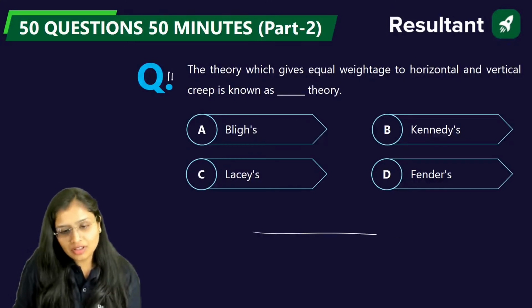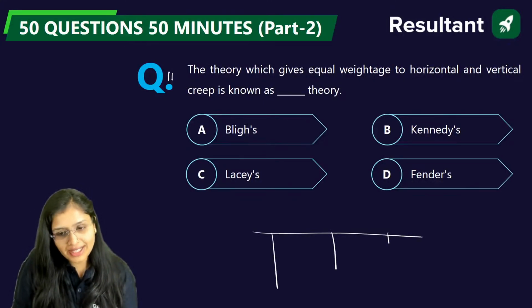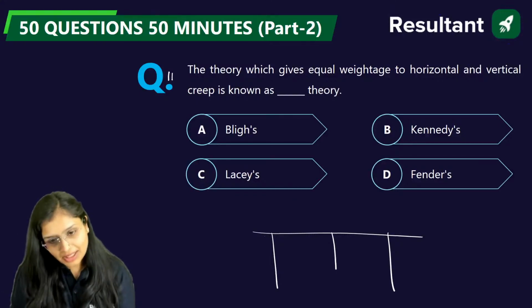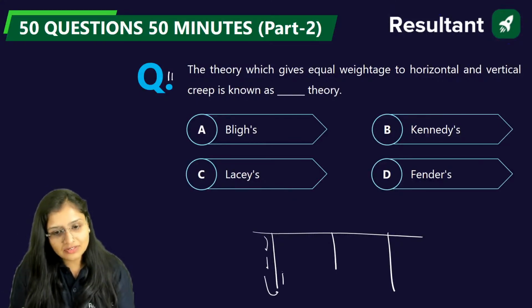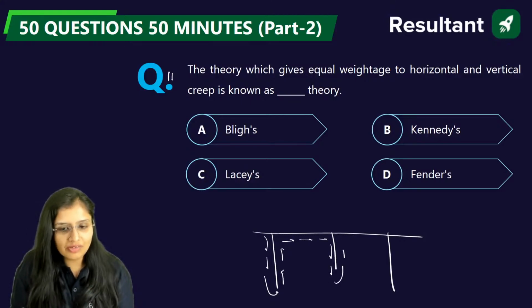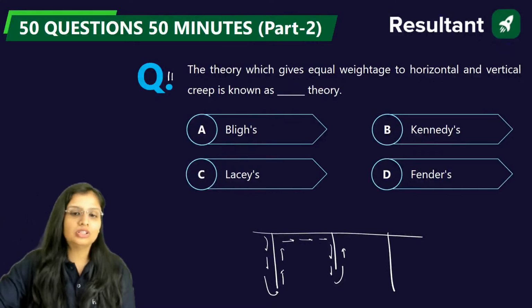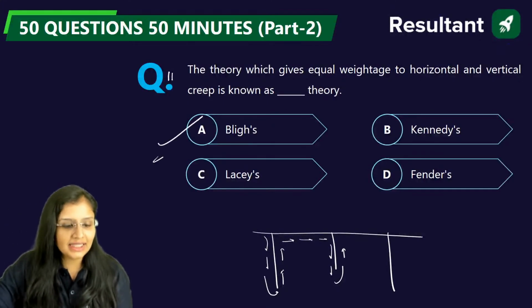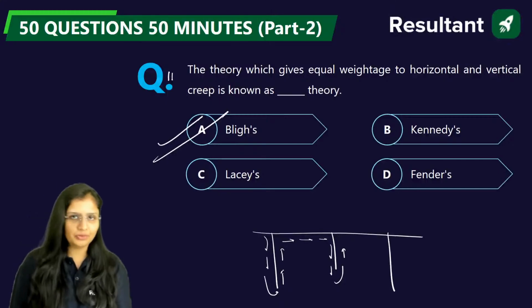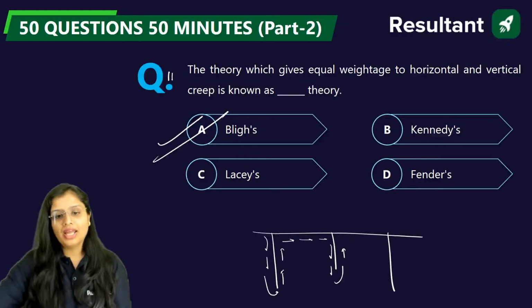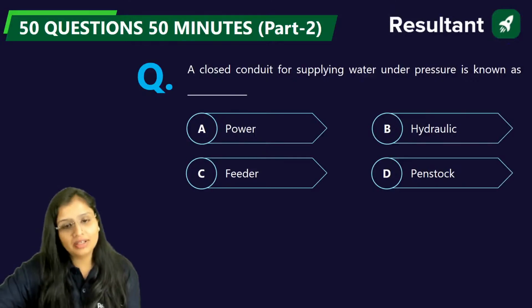So, if a large number of piles are there, the water is passing through it. Generally, it was Bligh who said that the water follows this path, and he has given equal weightage whether it is a vertical creep or a horizontal creep. So the theory which gives equal weightage, that is Blank's theory or Bligh's theory, anything you can say. Clear?